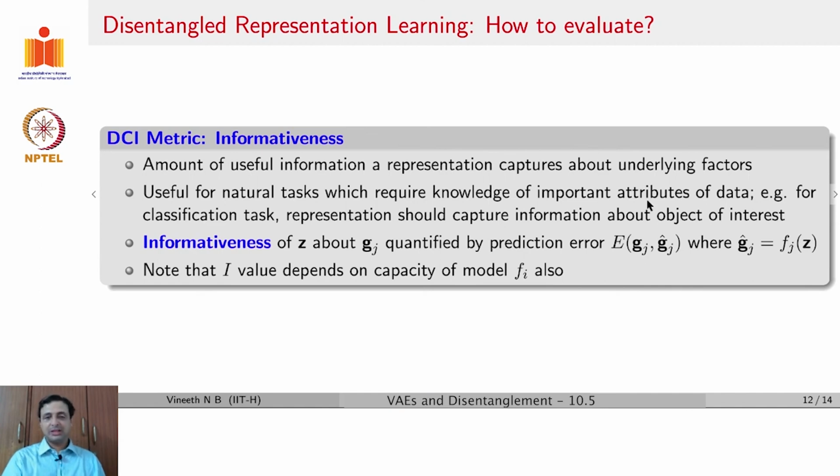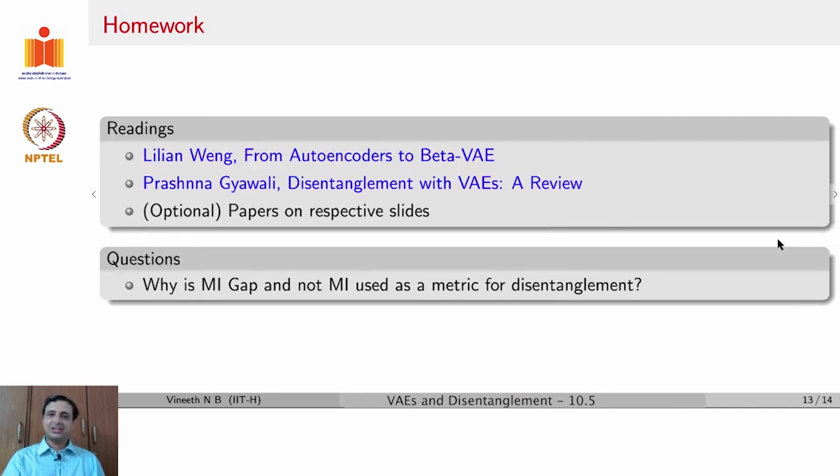Obviously, these metrics, including informativeness, do depend on the goodness of those regressors that you use in the first step. That completes our discussion of disentanglement. Hope it provided you an introduction to the topic, a couple of methods that enforce disentanglement, as well as how to measure whether a generative model is disentangled. As homework, please read this excellent blog called From Autoencoders to Beta-VAE and another blog on a review of disentanglement with VAEs, and optionally the papers that we referred to on the slides.